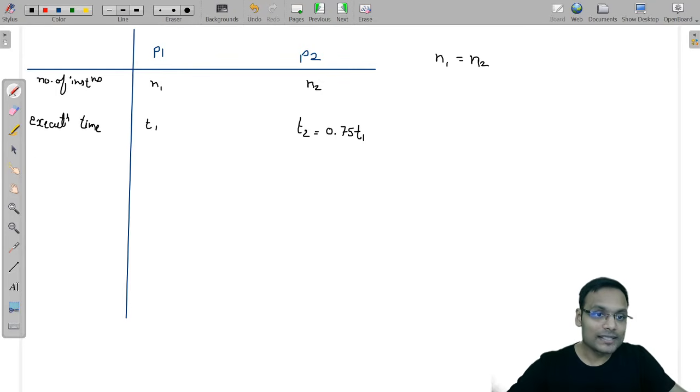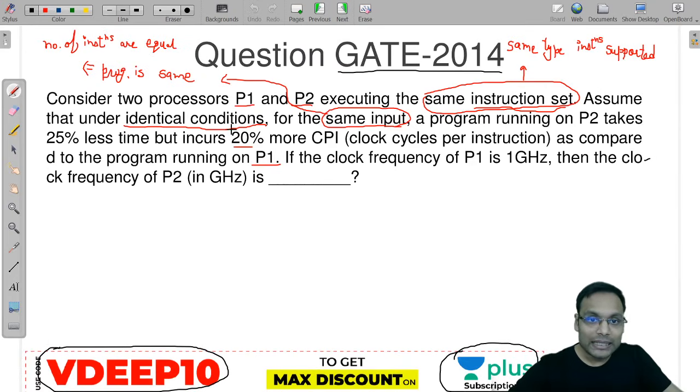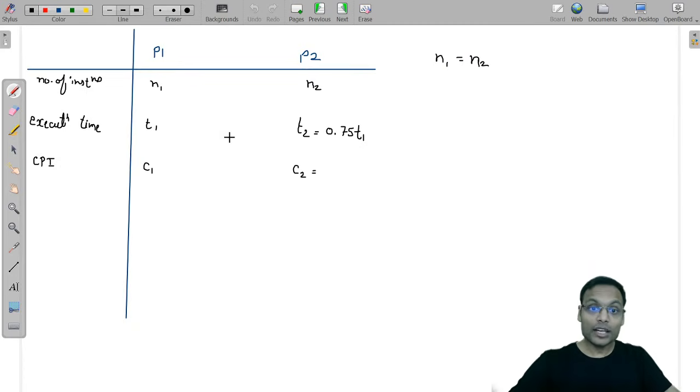And then what is the CPI? CPI, if suppose CPI for processor P1 is C1 and CPI for processor P2 is C2, then CPI what they told, 20% more, ज़्यादा है. So 20% more of C1 means 1.2 of C1 in the fraction. I guess you can understand these two things very easily. You are the mathematics person, you are the mathematics guy.